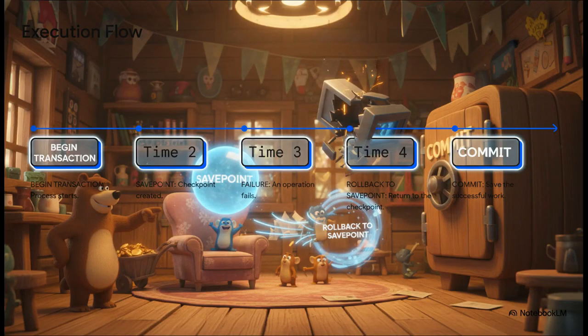This timeline just lays it out perfectly. We start our process. Then, at time 2, we plant our flag, our checkpoint, right after our initial successes. At time 3, disaster strikes. The failure happens. But it's okay. At time 4, our rollback to Savepoint command is like a time machine, taking us right back to the state at time 2. The user account and preferences are totally safe. Now, at time 5, we can commit that valid data and deal with the permission error separately.